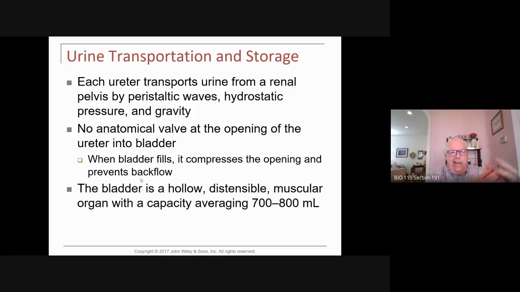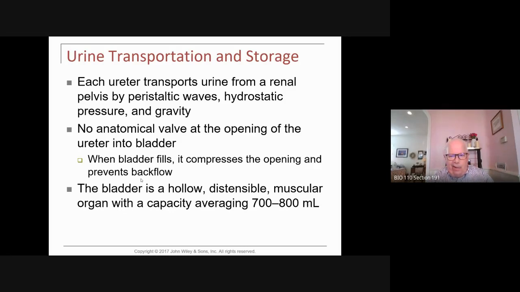Okay? Let's leave the kidney. Let's go into the ureters. Each ureter transports urine from the renal pelvis by peristalsis, hydrostatic pressure, and gravity. There are no valves involved. There is no valve opening in the ureter into the bladder. When the bladder fills, it compresses the opening from the ureter to the bladder to prevent backflow.